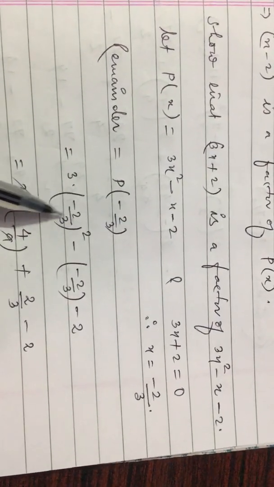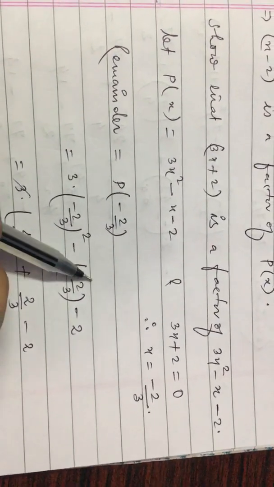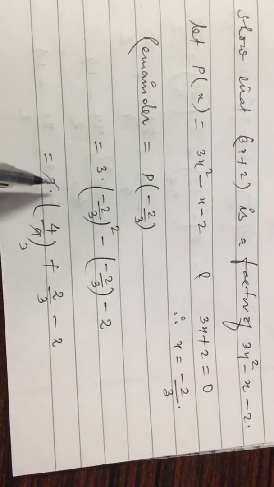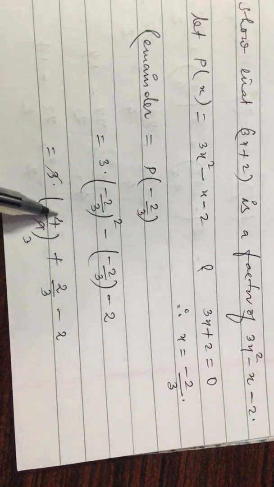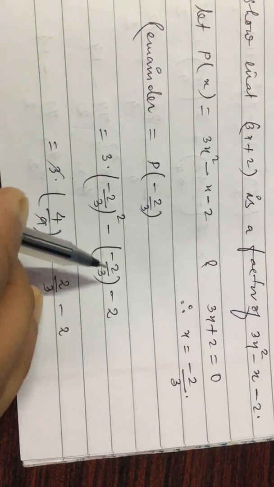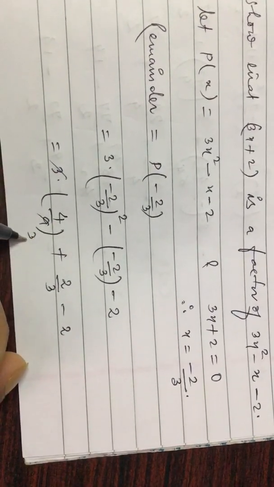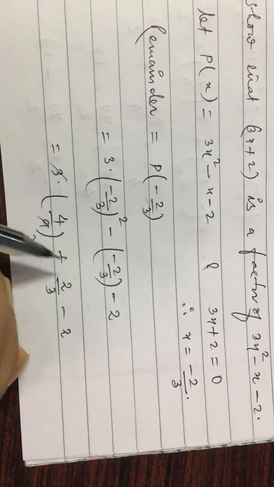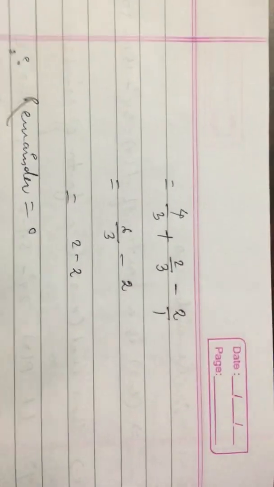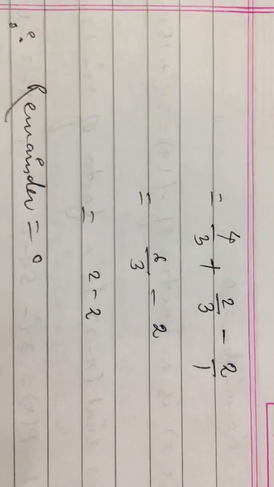So 3 into minus 2 by 3, minus, minus 2 by 3, minus 2. The square of minus 2 is 4, and the square of 3 is 9. And this minus minus is plus 2 by 3. 3 3s are 9. 4 by 3 plus 2 by 3 minus 2.